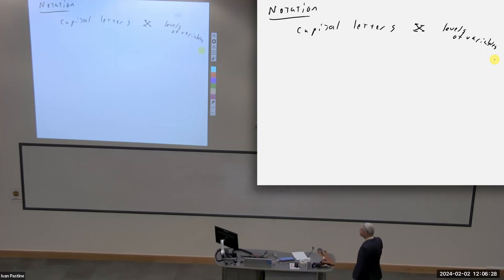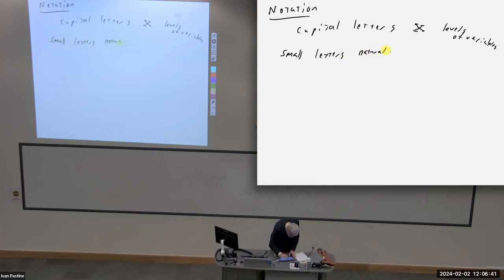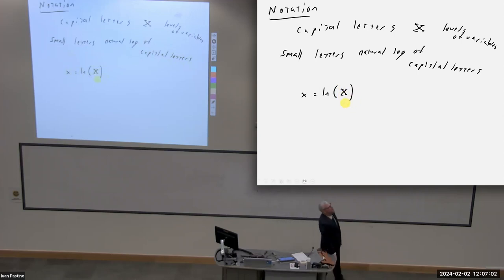Small letters will be the natural log of the capital letters. So little x is equal to the natural log of capital X. And you're saying, what the hell, what were logs again? I can't remember, and what the heck is the natural log?